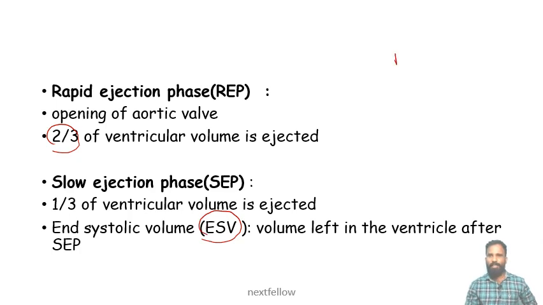The blood left out after the systole is called the end systolic volume. Usually at the end of diastole we have the end diastolic volume, which is 130 ml, and with each beat a stroke volume of 70 ml is emptied out and 60 ml is left out. We call that the end systolic volume. So the end systolic volume is 60 ml.